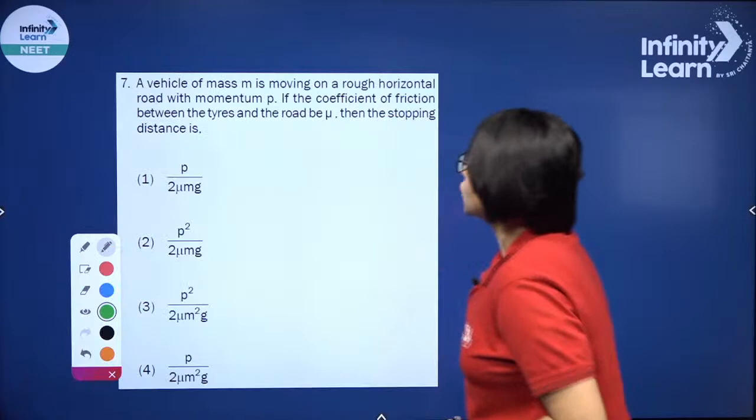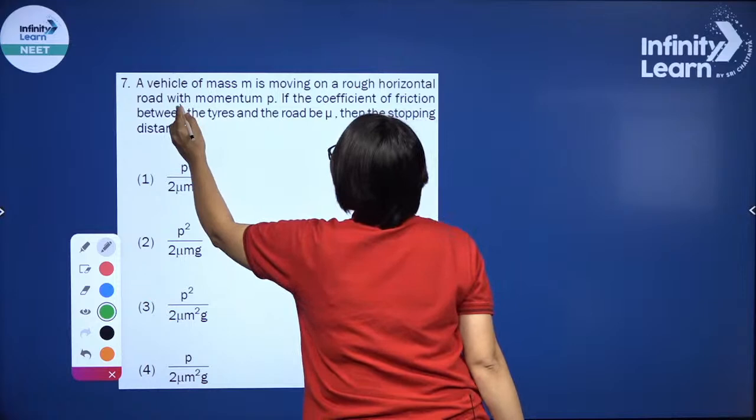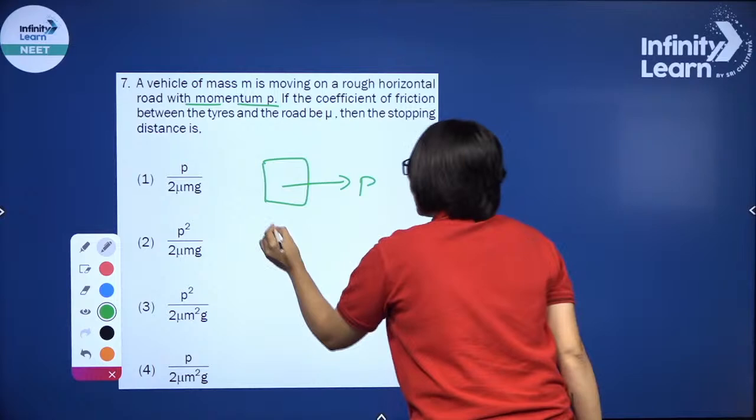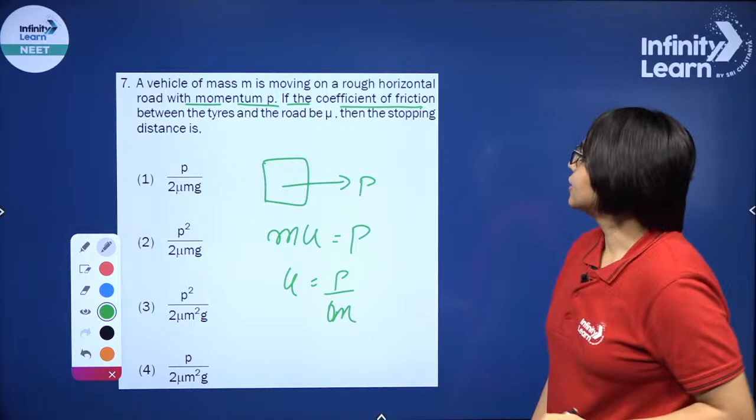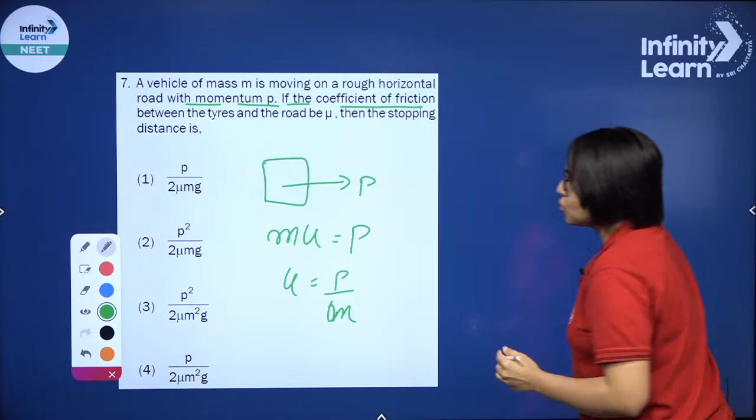A vehicle of mass m is moving on a rough horizontal road with momentum p. Theek hai. Momentum p hai. Momentum is mass into initial velocity over here, which is p. So initial velocity is p upon m, right? If the coefficient of friction between the tire and the road is mu, then the stopping distance is. So coefficient of friction mu de rakha hai bachcho. To kya hoga? Retardation kitna ho jayega?